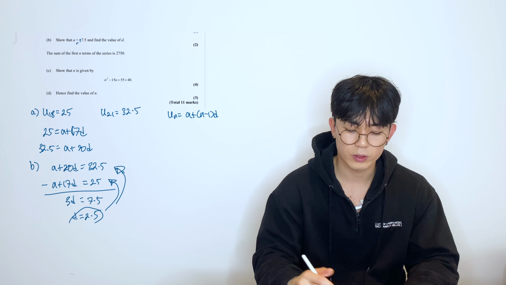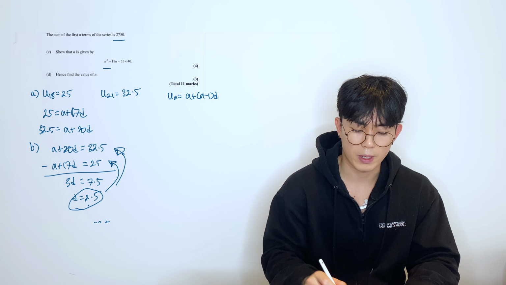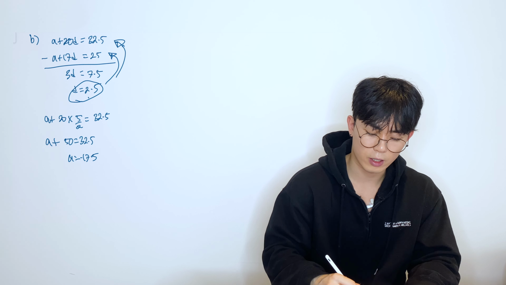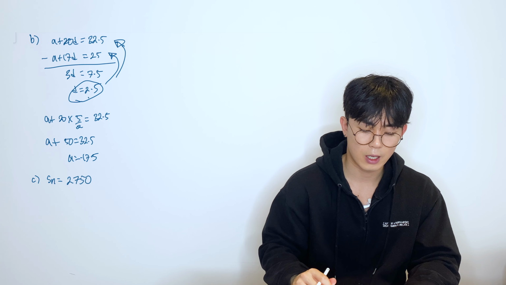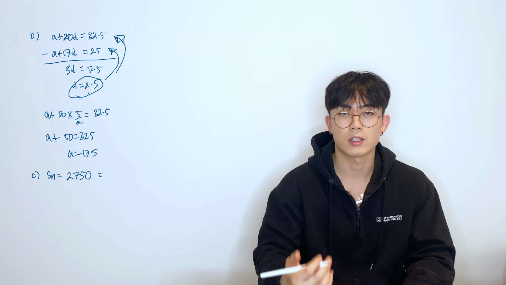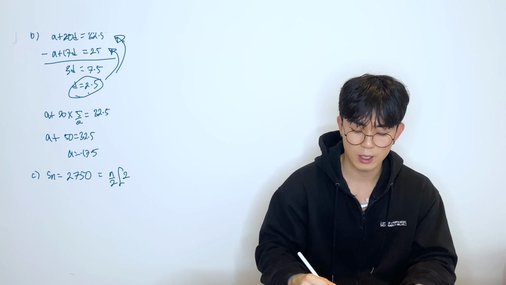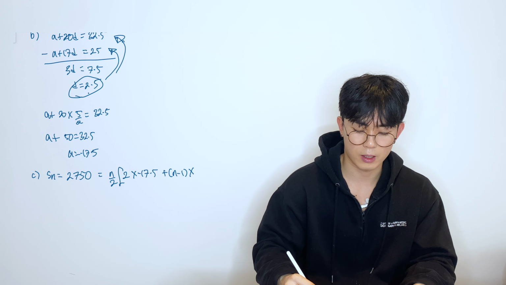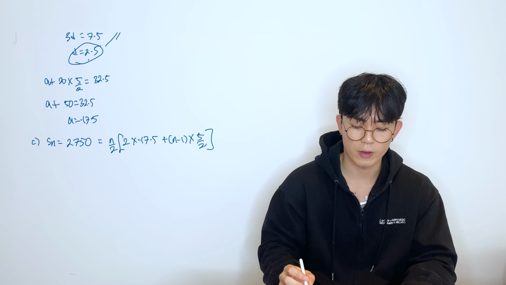Right, carrying on. So the sum of the first n terms is 2,750. Show that n is given by this equation. Right, so the sum of n terms, they said there was 2,750. And so they want us to form this equation here. So we can create it using the summation equation. So we have n over 2 times 2a. Our a is minus 17.5, plus n minus 1 times d being 2.5 like this, which we can now rearrange and hopefully we'll get that equation.